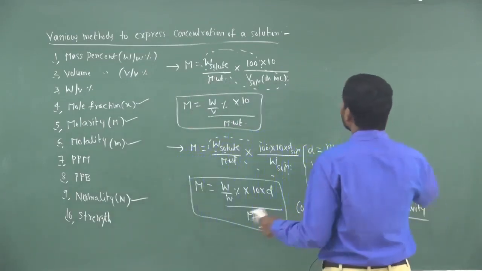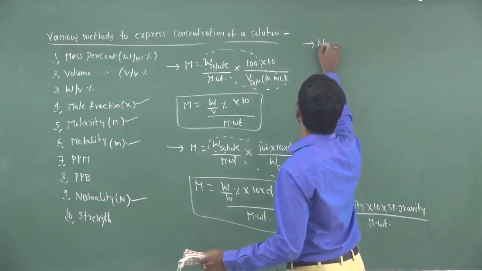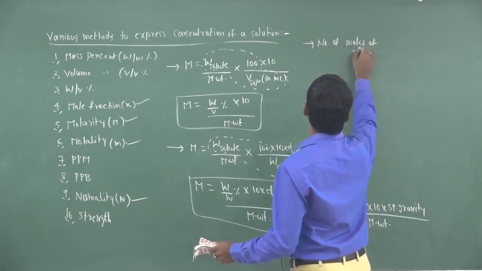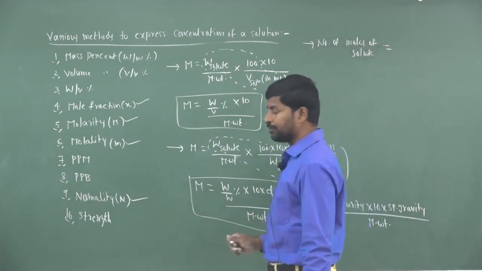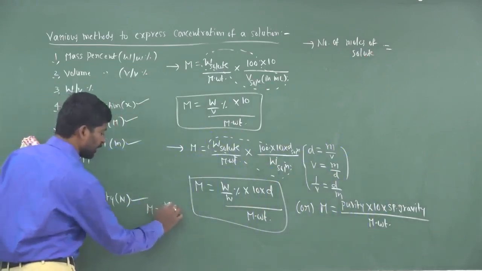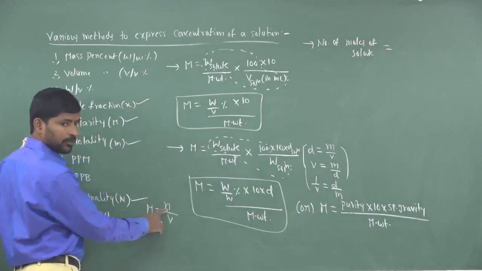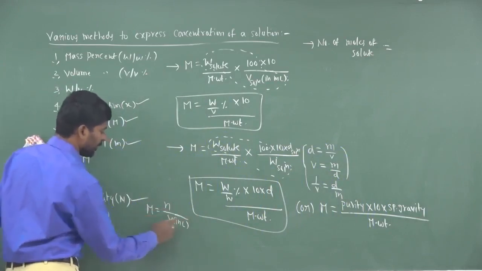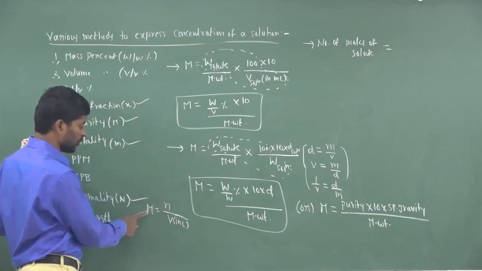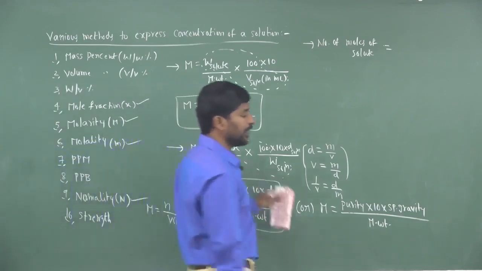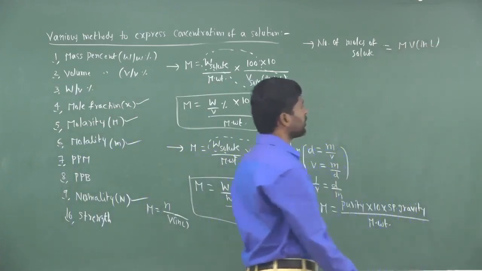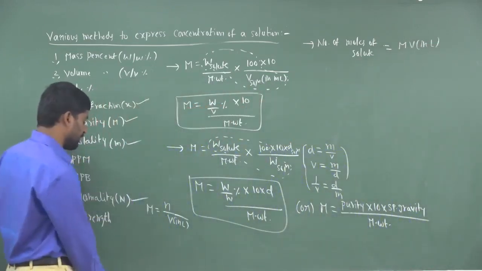Okay, and the next one, the formula for number of moles of solute. Molarity is equal to N by V, number of moles by volume in liters. Now what is the expression for number of moles of solute? Number of moles of solute is nothing but M into V in liters.